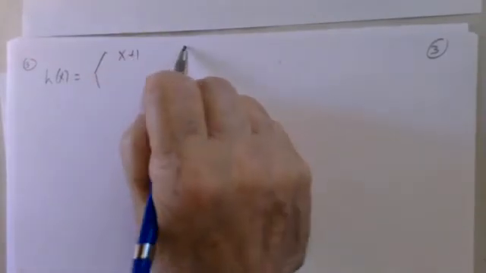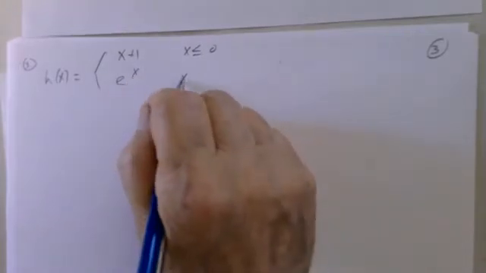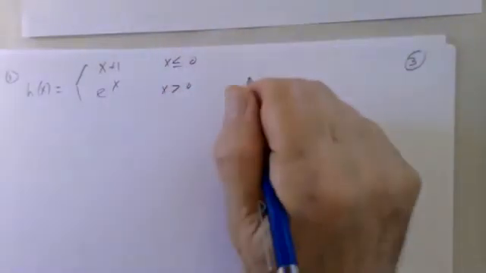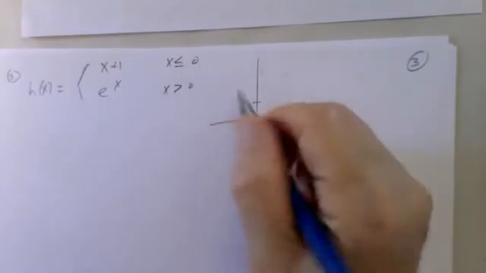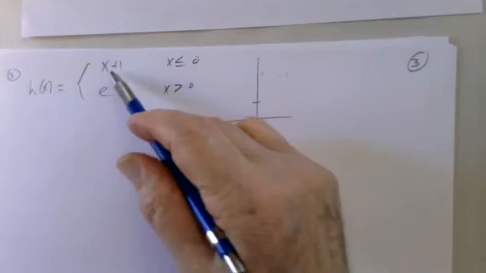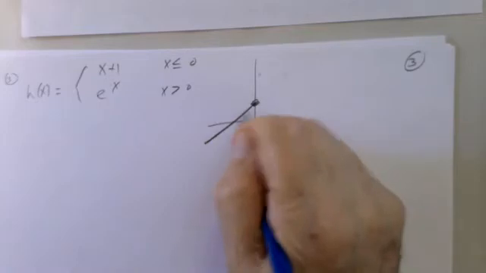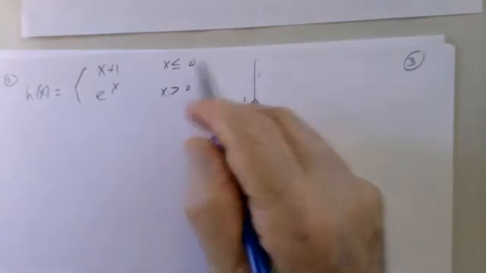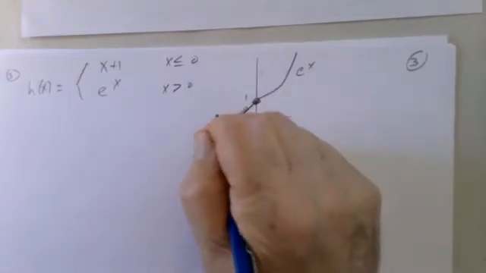h of x is defined as follows. It's x plus 1 for x less than or equal to 0, and e to the x when x is greater than 0. What does this function look like? Well, when x is less than or equal to 0, this is a line with slope 1 and y-intercept 1, a straight line. And for x greater than 0, this is e to the x.